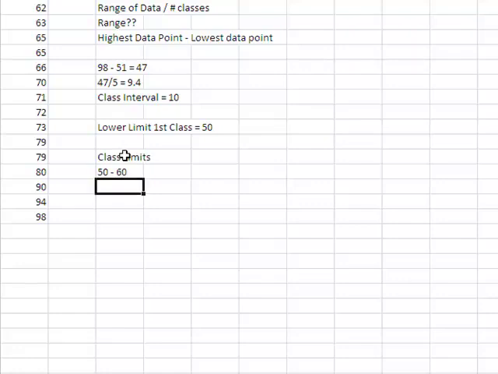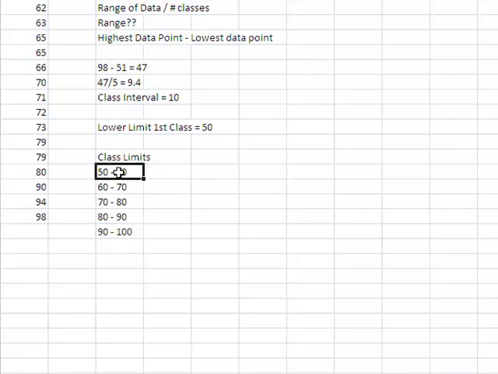The next one is going to start with 60 and go to 70. See how by using 50 it came out nice and neat? Now I'm going to go 70 to 80. I'm going to go 80 to 90. See, I'm just adding 10 every time. And now I'm going to go 90 to 100.